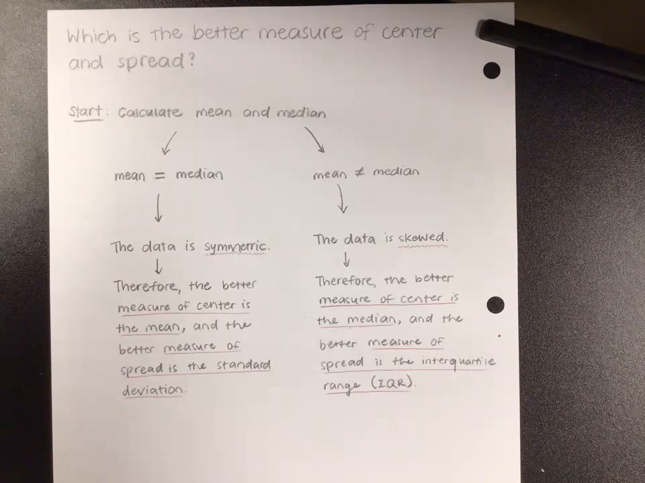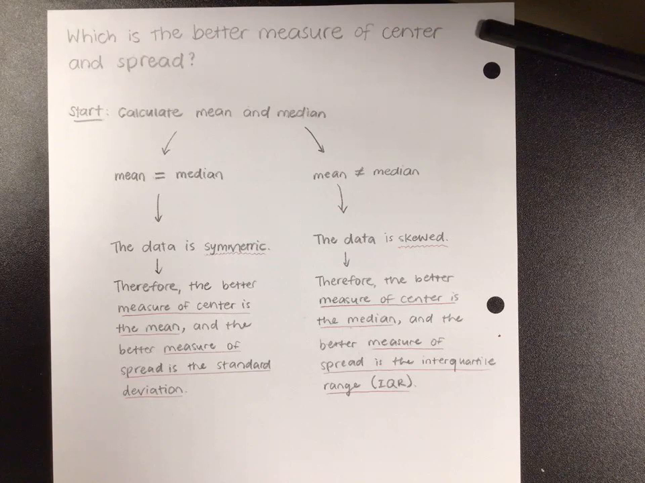So it says, which is the better measure of center and spread? You can start off by calculating the mean and median if you're given the numbers. However, if you're given a graph and you can see that it's skewed or symmetrical, then you can skip to this third step, where it says the data is symmetric and the data is skewed. So if you already know that it's skewed or symmetric, you can just skip over there.